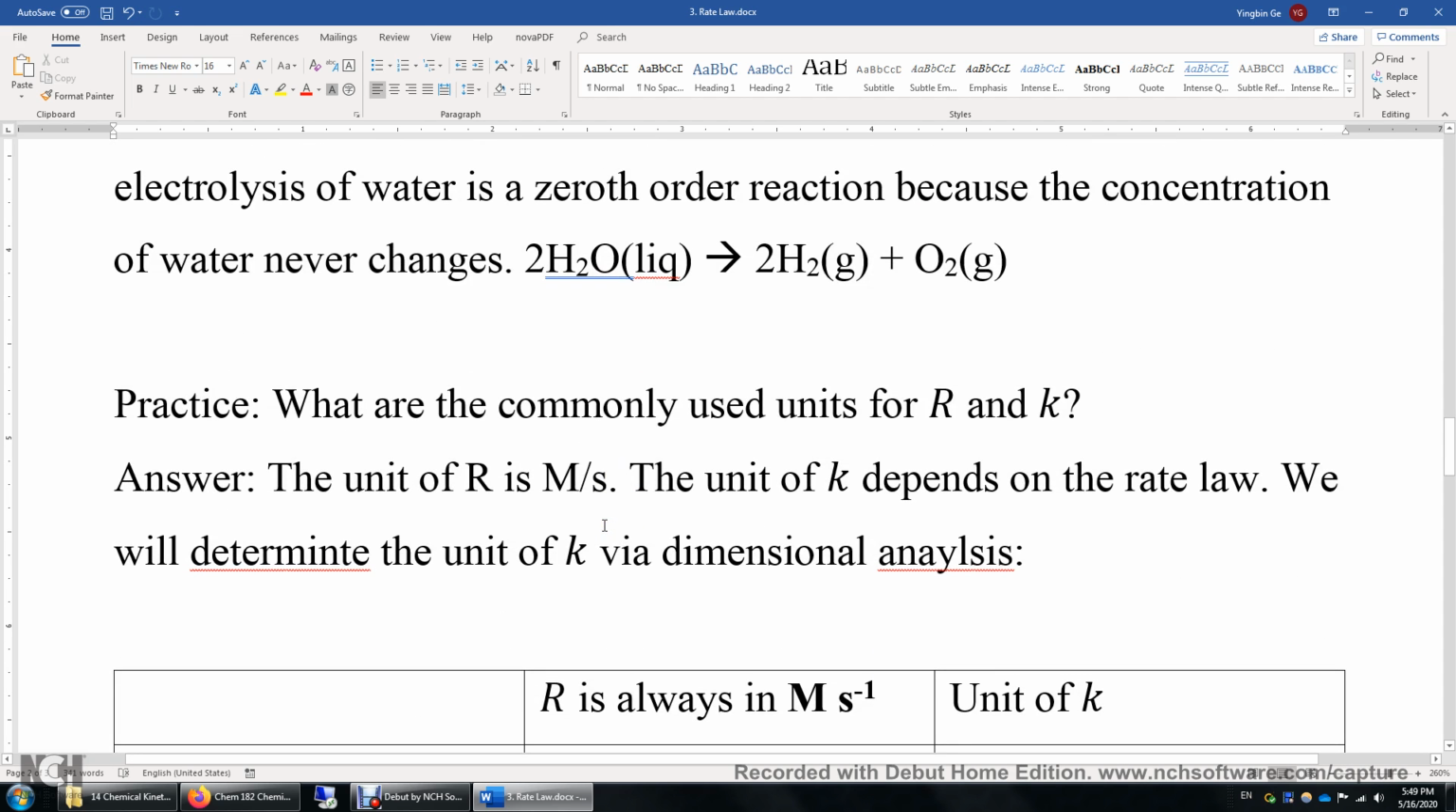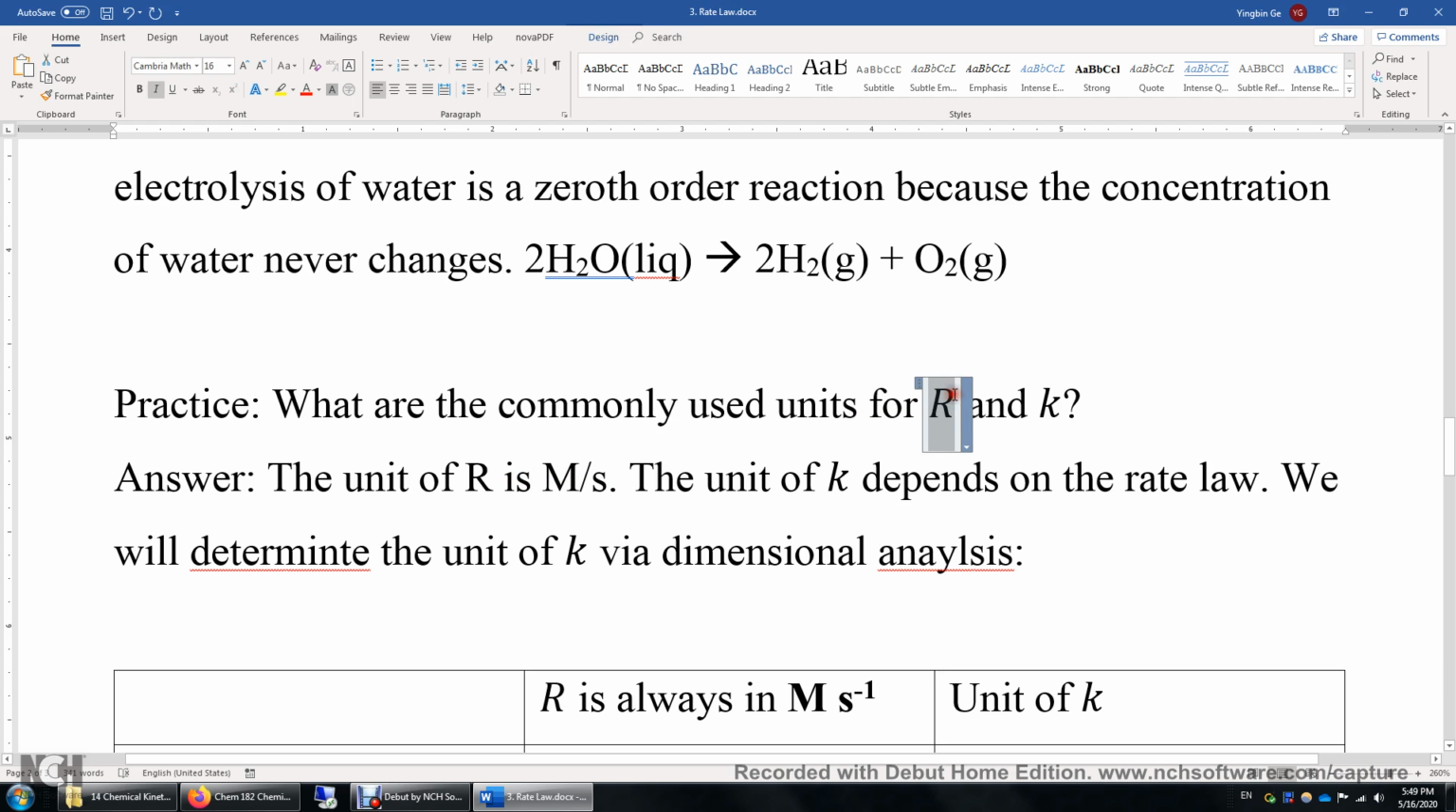So now let's work on one practice problem. What are the commonly used units for R and K? In this video, we talked about the unit of R. It's just molar per second. That's the change of the concentration of the reactants or the product per second.